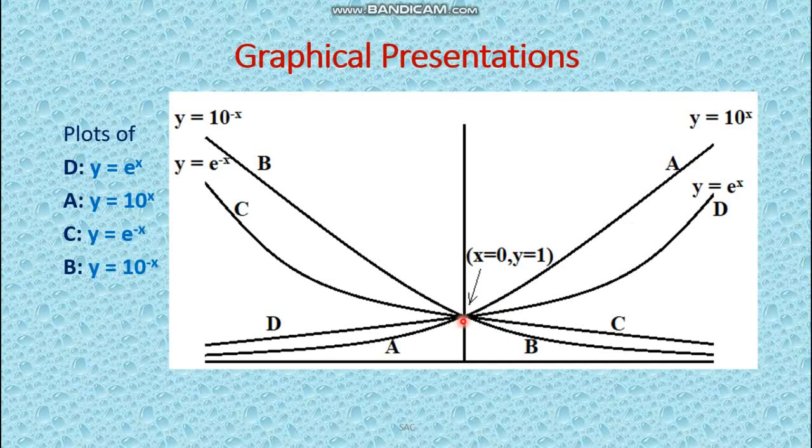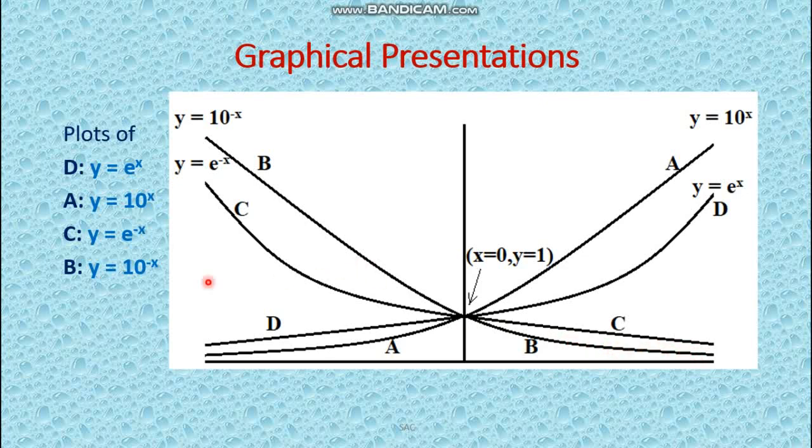Similarly, we move on to B, it is y equal to 10 to the power minus x. So it will be the mirror image of the previous one. So this is the movement of B. It is a negative exponential curve. This is the movement of the cursor. Follow this. This is the B curve.